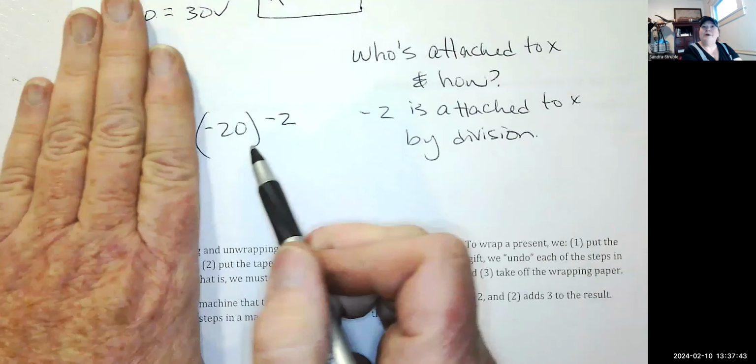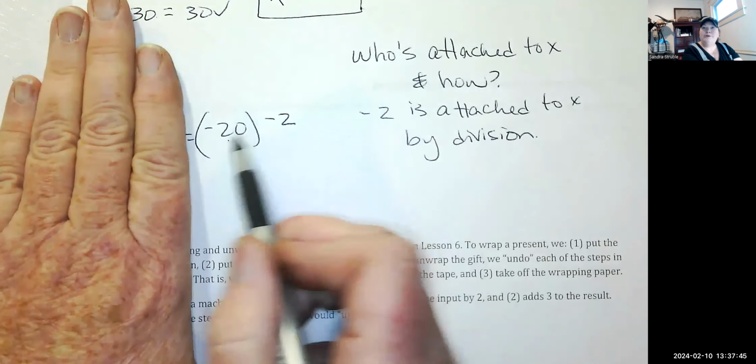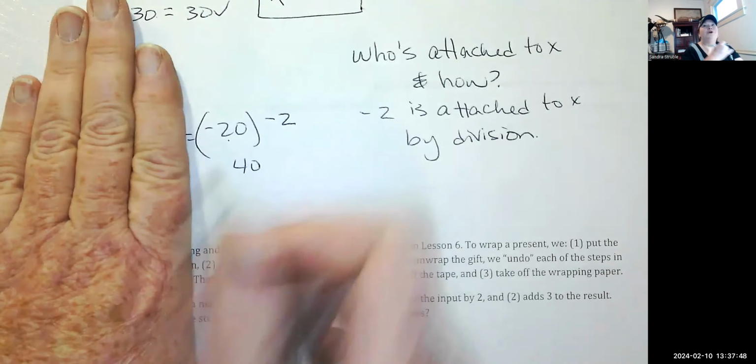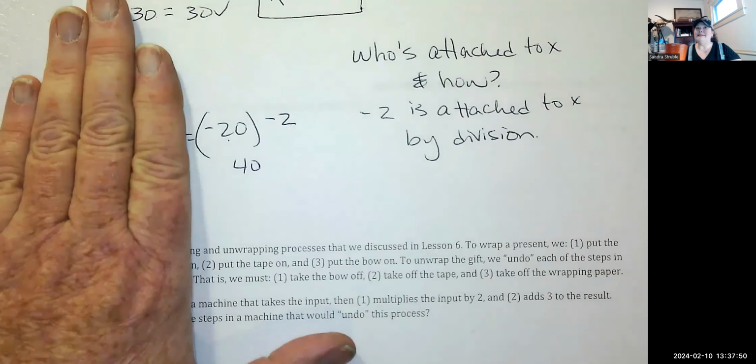Now I can come over here and deal with my right side of the equal sign. 20 times 2 is 40. I'm so sorry. And a negative times a negative, or any signs, when both numbers have the same sign and they're multiplied, it's positive.